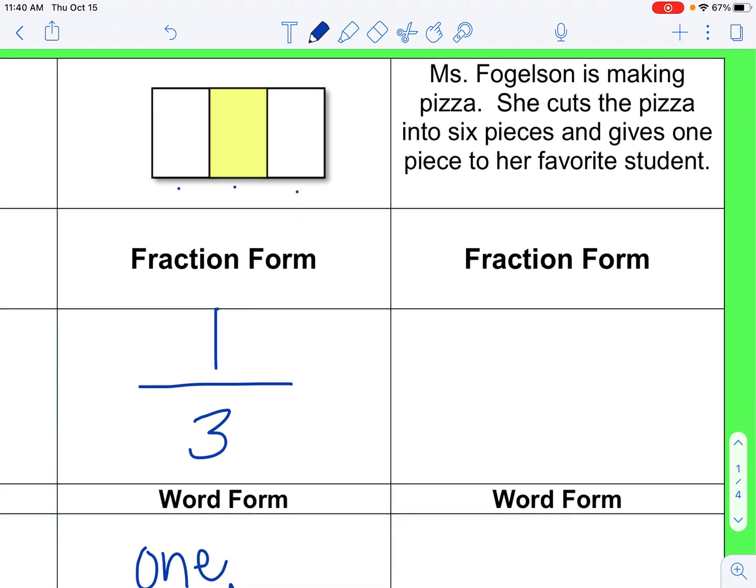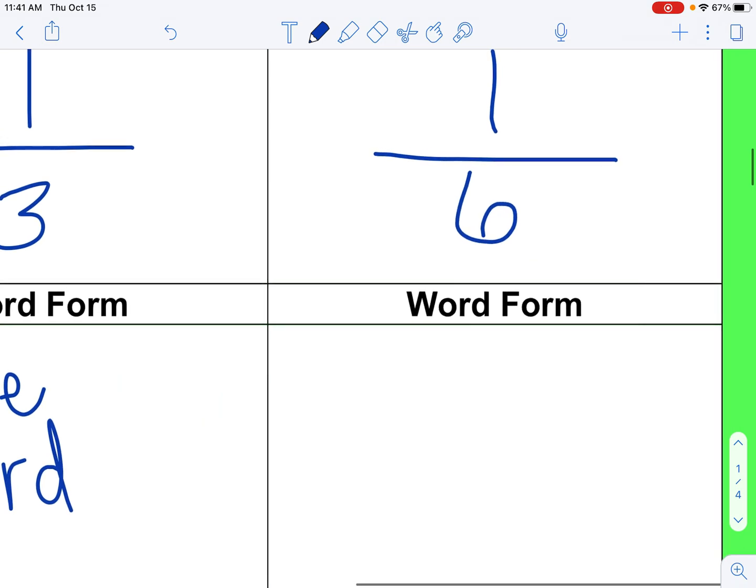Alright, and our last one. Miss Fogelson is making pizza. She cuts the pizza into 6 pieces and gives 1 piece to her favorite student. Alright, so I draw my fraction bar. How many pieces did I cut the pizza into? Right, I cut it into 6. So my denominator is 6. And how many pieces am I giving away? Right, just 1. Just kidding, I don't have a favorite student. I like you all. So then in word form, this would be 1/6.